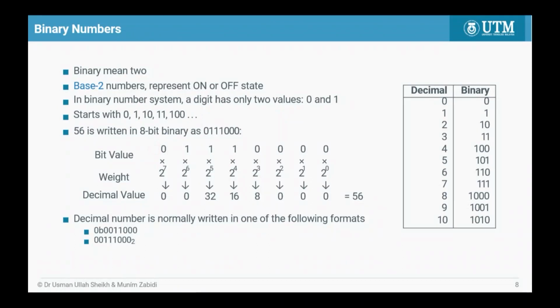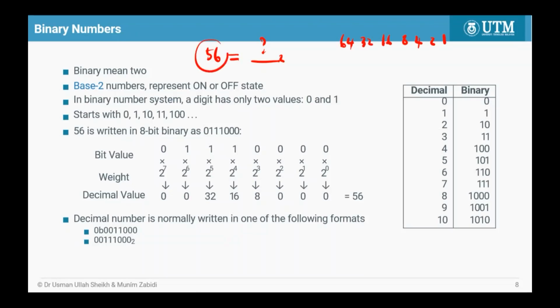For example, you have 56, and you're going to find out what it is in binary. So what you can do here is use the weightage. This is 2 power of 0, which is actually 1. 2 power of 1 is 2, then 4, 8, 16, 32, and then 64.